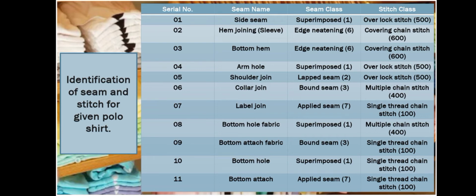Armhole: seam class is 1, that means superimposed, and stitch class is 500, that means overlock stitch. Shoulder joint: seam class is 2, that means lapped seam, and stitch class is 500, that means overlock stitch. Collar joining: seam class is 3, that means bound seam, and stitch class is 400, that means multiple chain stitch.